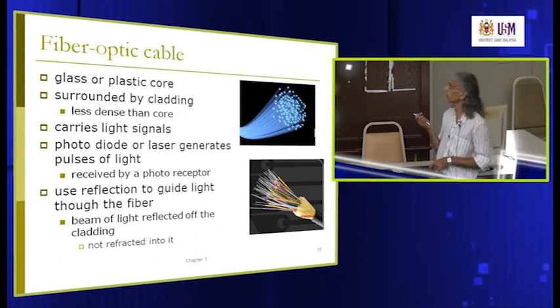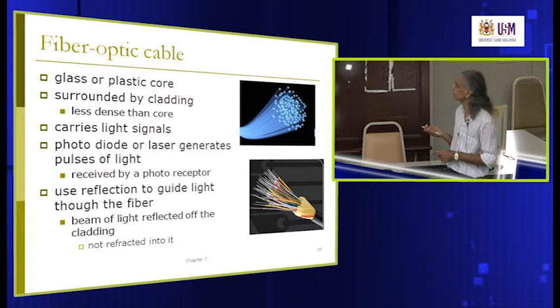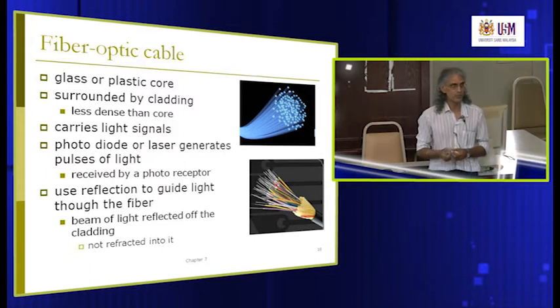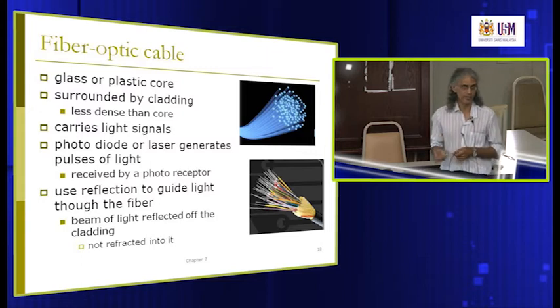The fiber is basically made of either glass or plastic, something like this, very, very thin, surrounded by protection, cladding. It carries light signals. So we need a photodiode or laser to generate the pulse of light, which will be transmitted through the fiber. And on the other side, there must be some kind of a diode or photoreceptor which will detect the light coming in. So we send pulses of light, off, on, like this.